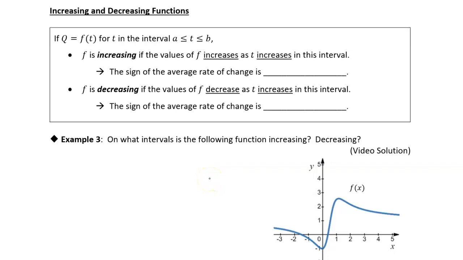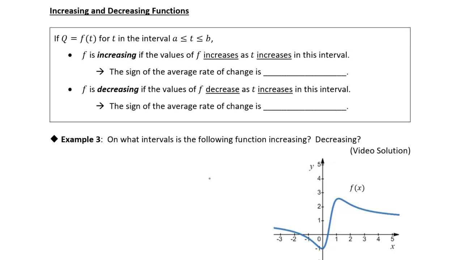All right, so before we go into example 3, let's define what we mean when we say that a function is increasing or decreasing. So we say that a function is increasing on an interval if anywhere on that interval f increases as t increases. Okay, so we have a function in terms of t, and if f increases as t increases, we say that the function is increasing.